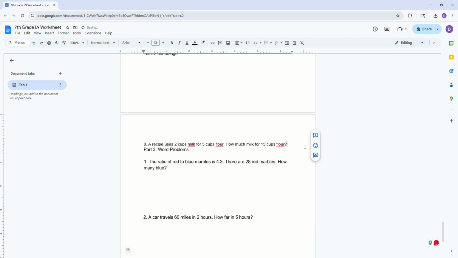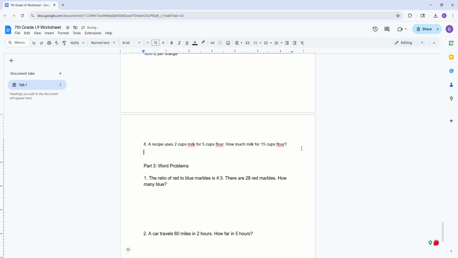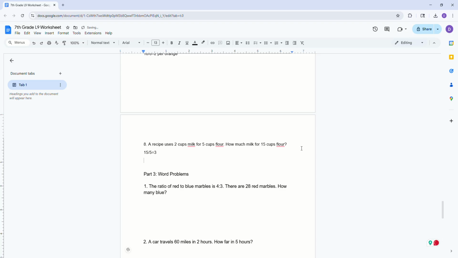Number 8 is asking us a recipe uses 2 cups of milk for 5 cups of flour. How much milk for 15 cups of flour? So the multiplier here is 3 because 15 divided by 5 is 3. So we multiply 3 by 2, which is 6.